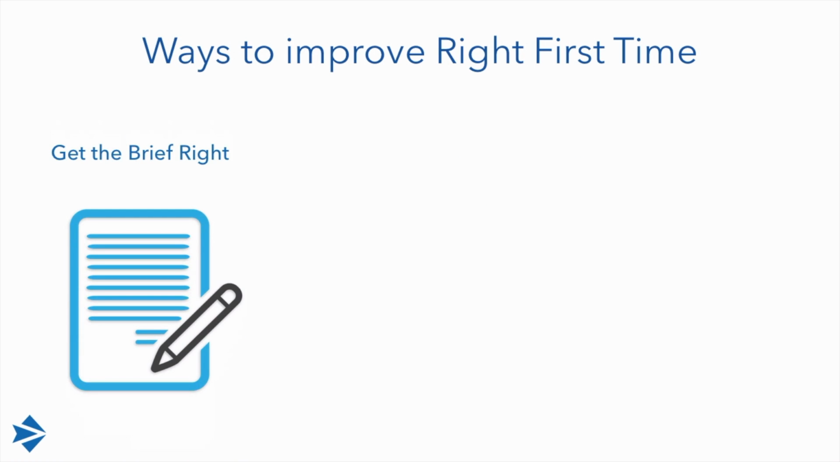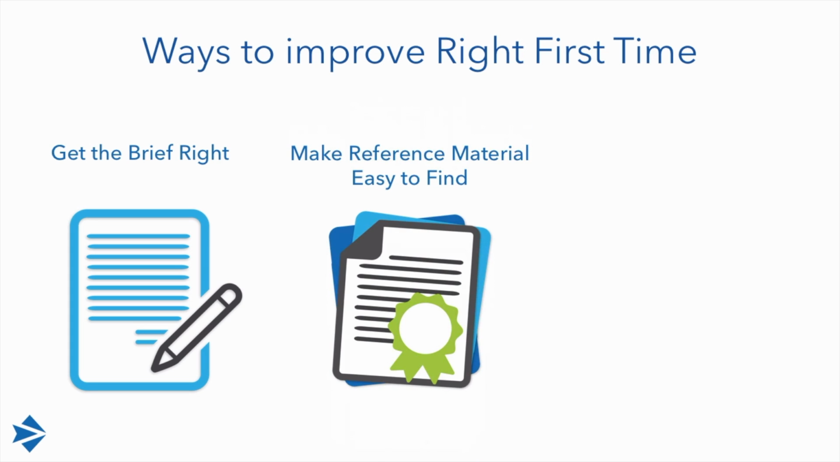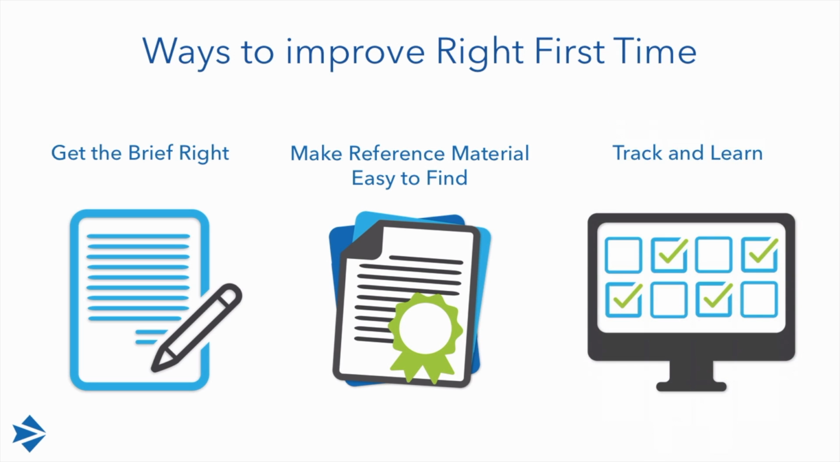So ways to improve right first time. Get the brief right. Make sure people know what they need to do. Make sure the reference material is easy to find and everybody has everything they need to do their job. And then lastly, track and learn.